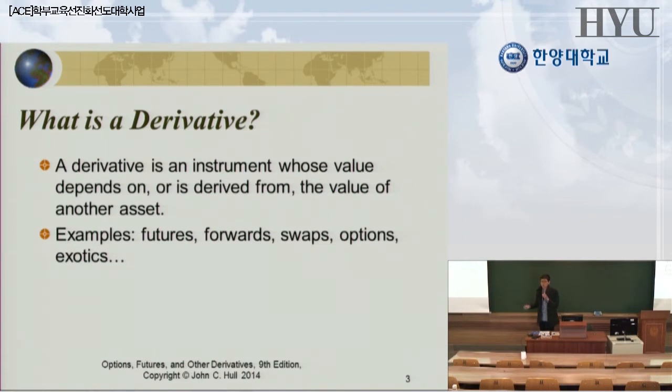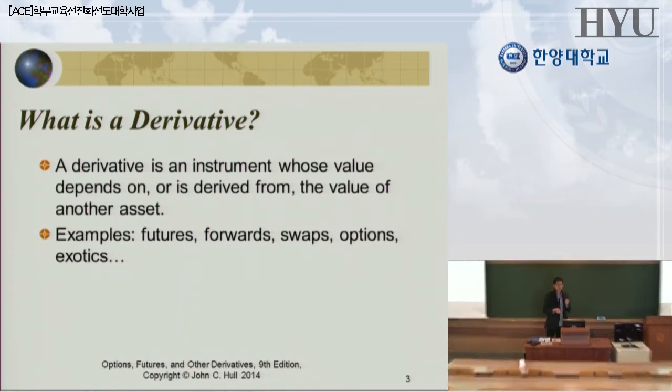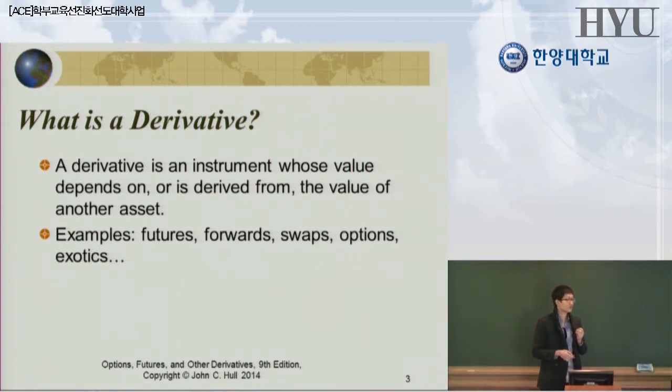A derivative is an instrument whose value depends on or is derived from the value of another asset. And we call this other asset the underlying asset. As you can see from this definition, the value of a derivative is derived from the underlying asset, and that's the reason why we call these derivatives. There could be lots of examples: futures, forwards, swaps, options, exotic options, and so on. But the author of this book handles only futures, forwards, and options here.